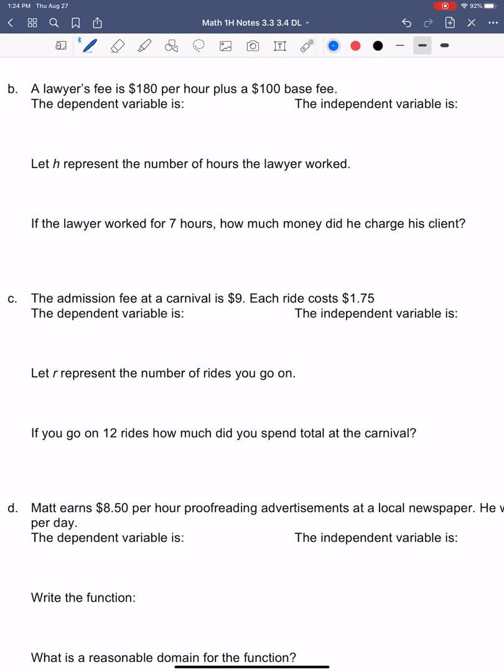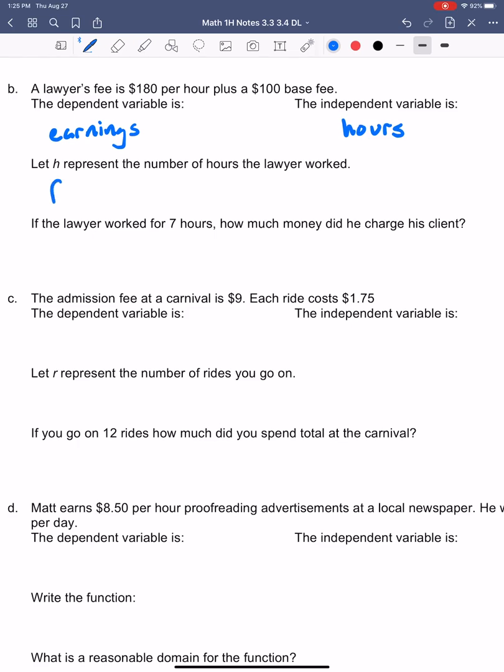It says a lawyer's fee is $180 per hour plus a $100 base fee. Okay, so again, we've got two variables here. So this is going to be the earnings of the lawyer, and the earnings depend on the number of hours worked. So we've got our dependent and independent variable. The earnings depend on the number of hours that you work. Let H represent the number of hours.